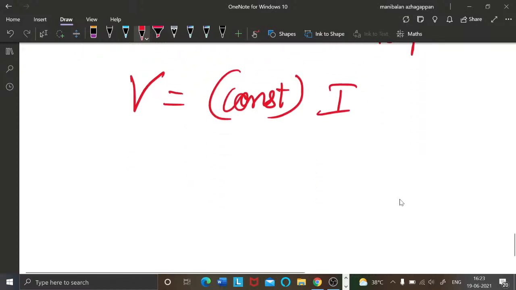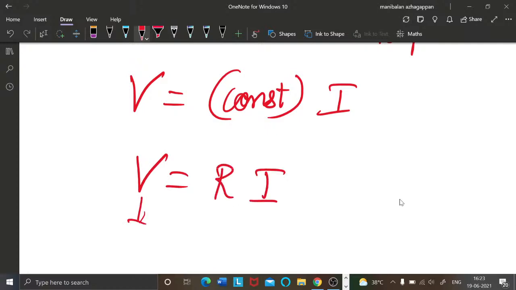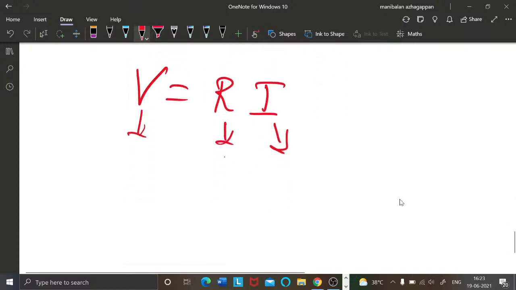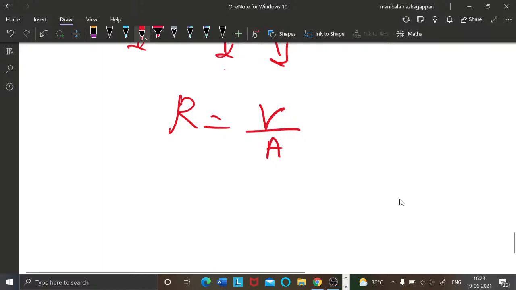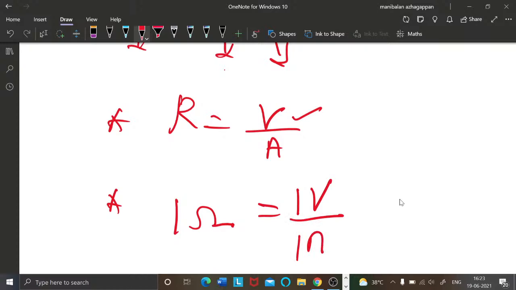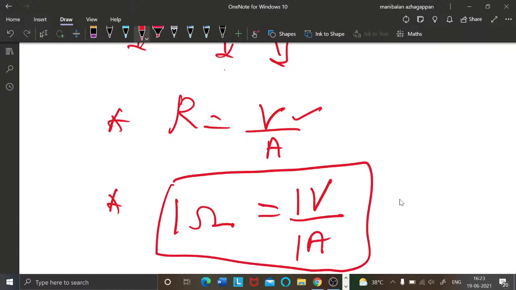So V is equal to R times I. V is called voltage, R is called resistance, I is called current. Resistance is volt per current. Resistance means the obstruction offered by the wire, like a force against the flow offered by the wire; we can take it as resistance. The unit of resistance is ohm, of voltage is volt, of current is ampere. So 1 ohm is equal to 1 volt per ampere.